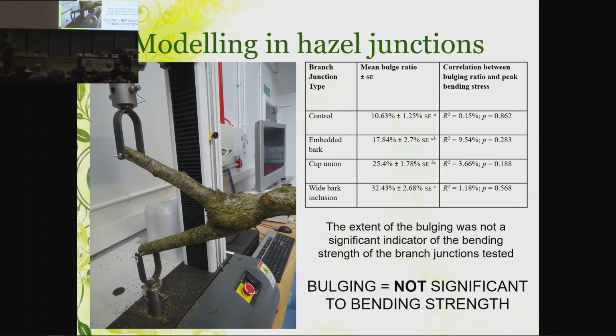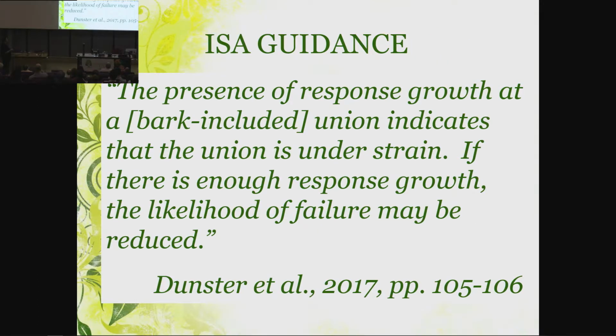But if you think about it logically, what is it bulging around? Has it been spending 50 years bulging around a minor defect? Or has it only just started bulging around a major defect? Obviously, that would have a big bearing on the strength, wouldn't it? Okay, so you just can't apply such a simple rule. Trees are much more complicated.